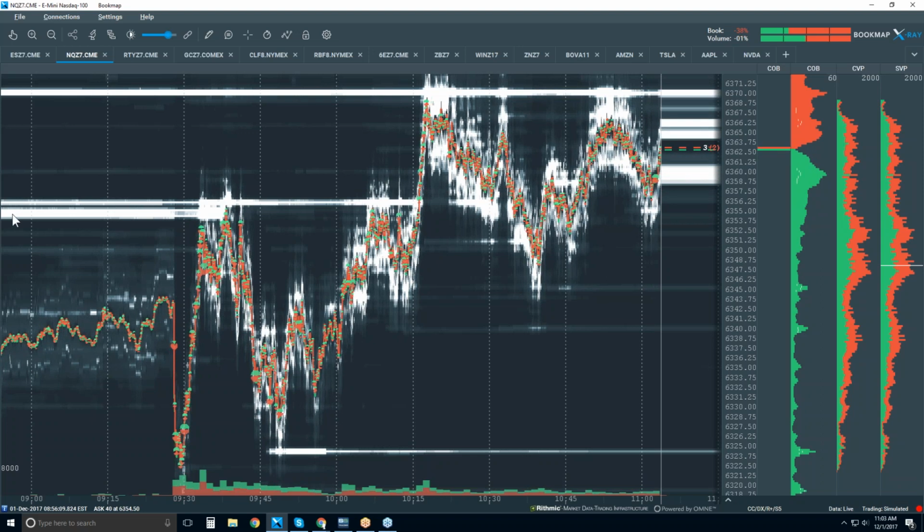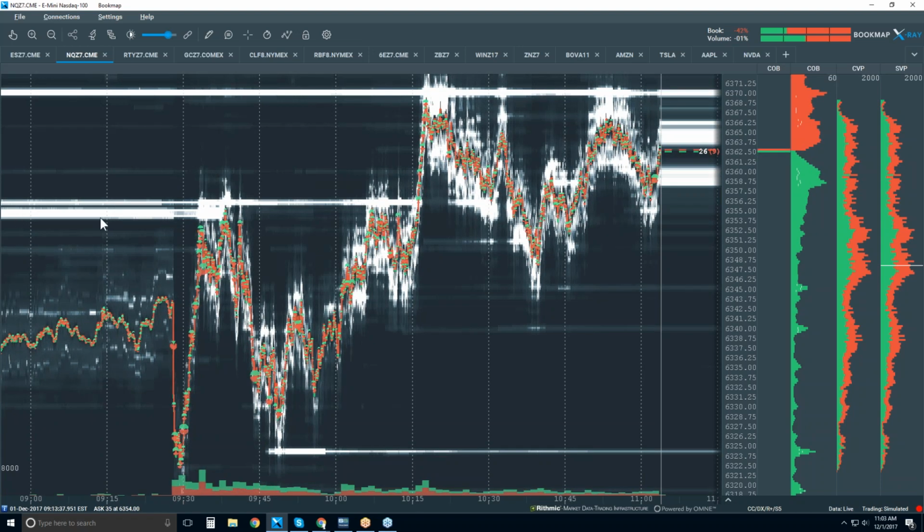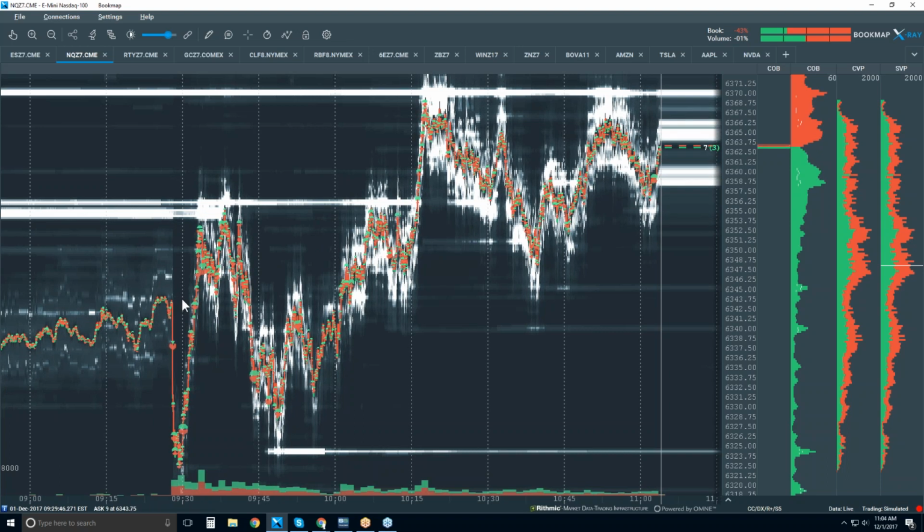But these larger players have been here all day long, and they want to be sellers up here, and we can see them. Look how we came off in the beginning here. This is a pretty wicked move. There are a lot of things going on here that I want to show.